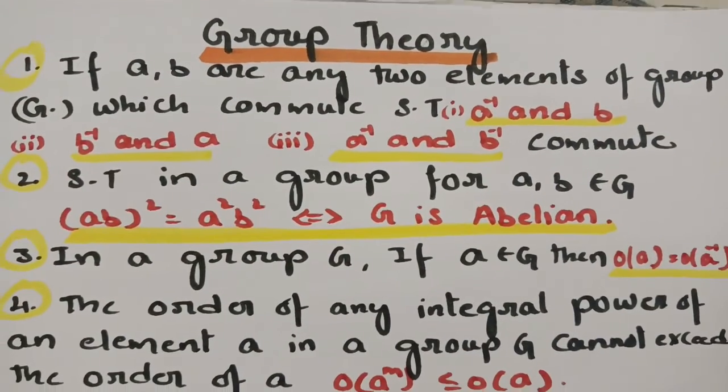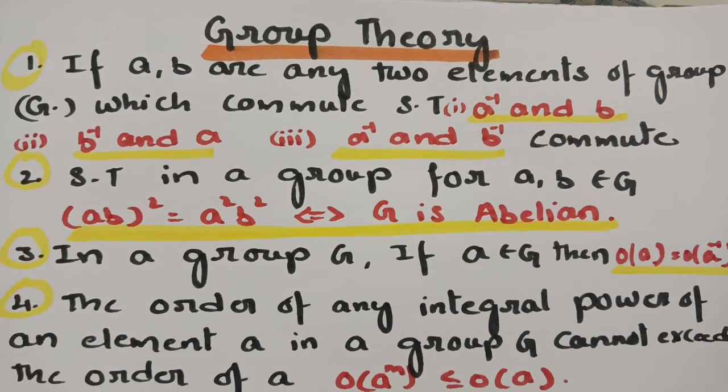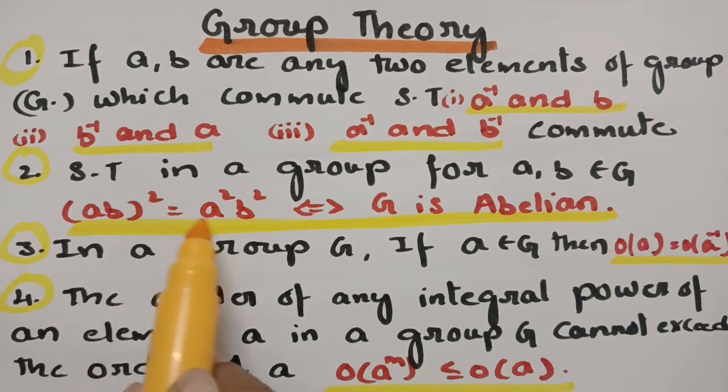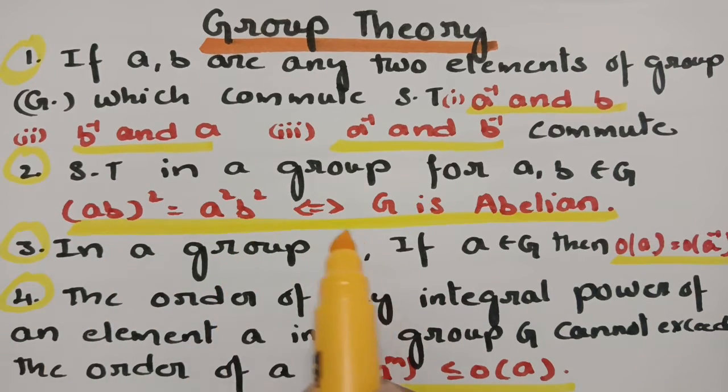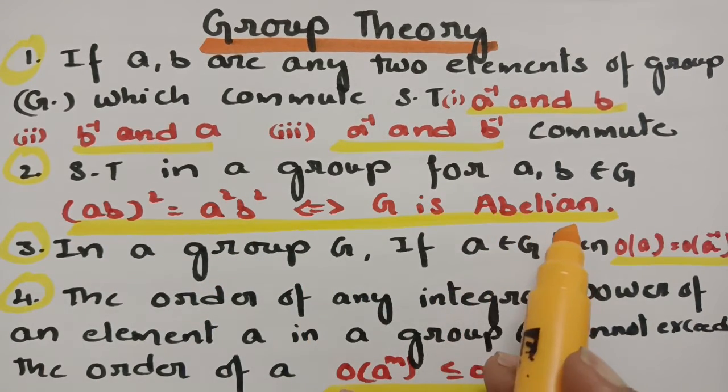And the next thing is, now we have to show that in a group G, if A and B belong to G, then (AB) whole inverse is equal to A inverse into B inverse if and only if G is abelian.